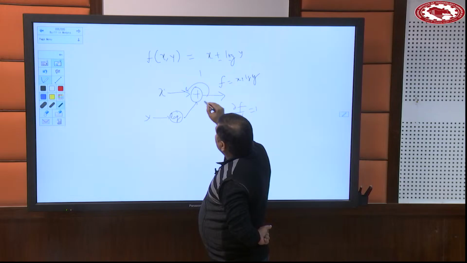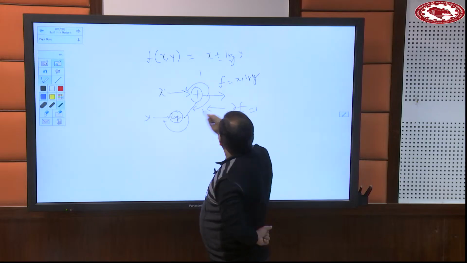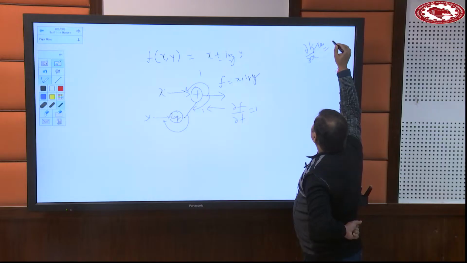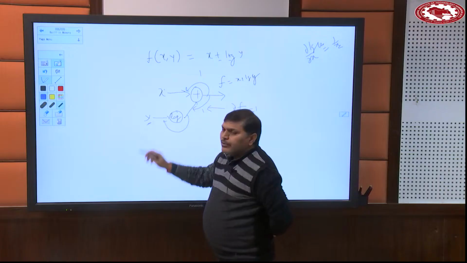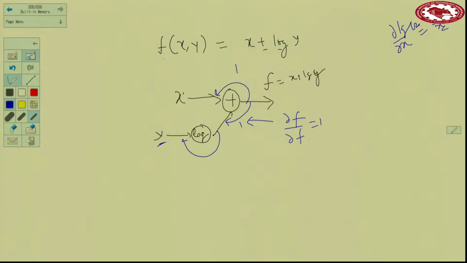With respect to this operator, this is 1. What about this one? What is the derivative of log of x with respect to x? If you compute the gradient with x, it is 1 by x. Whatever input you have, it is inverted, so it is simply 1 by y.